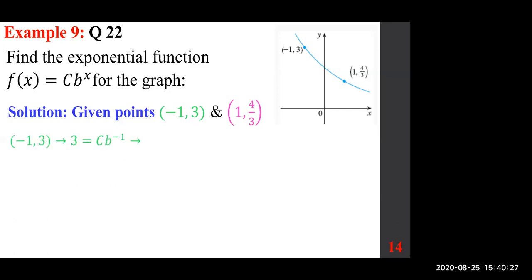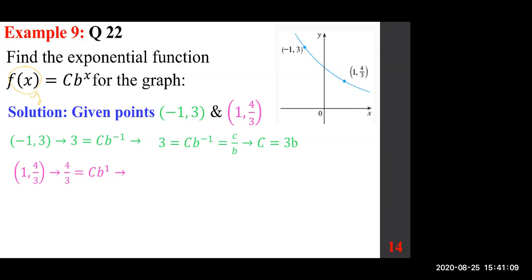And so with that being the case, if we use the first pair, f of x, remember, is y. So 3 is cb to the power of negative 1. And everybody knows cb to the power of negative 1 means c over b. Okay? So that's not a big deal. And therefore c becomes 3b. Let's use the second pair, 1 comma 4/3. So 4/3 is c times b to the power of 1, cb.